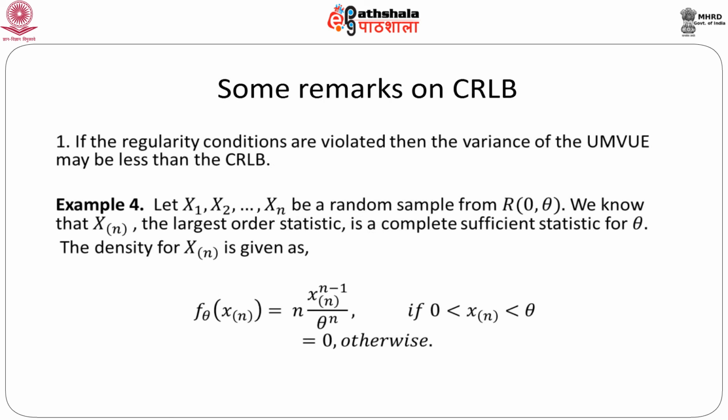Now we consider some remarks on CRLB. The first remark is, if the regularity conditions are violated, then the variance of the UMVUE may be less than the Cramer-Rao lower bound. Consider the following example. Let x1, x2, up to xn be a random sample from a rectangular(0, θ) population. We know that X(n), the largest order statistic, is a complete sufficient statistic for θ. The density of X(n) is given by f(x(n)) equals n times x(n) to the power n − 1 divided by θ to the power n, if 0 < x(n) < θ, and equals 0 otherwise.